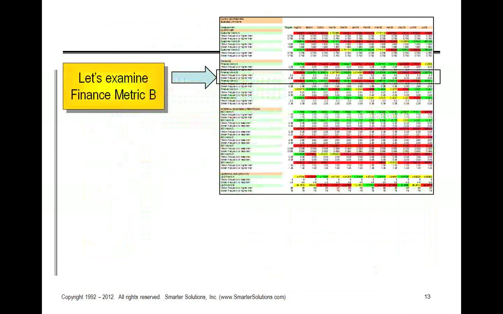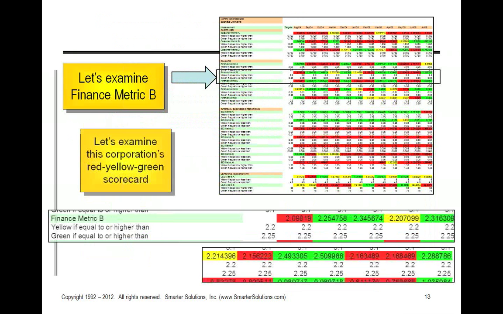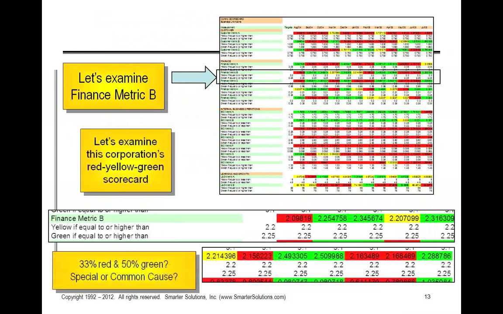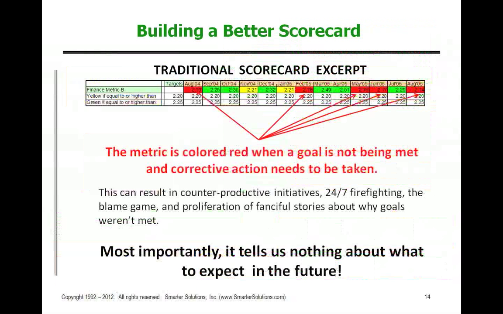We're going to look at one of the metrics, finance metric B. Now, if we notice, it's got 33% red and 50% green. Now, is it common or special cause variability? Well, just looking at the colors, we really just don't know. Now, just to reiterate, with this type of presentation of scorecards, of a metric, it's a policy. It drives a certain kind of behavior, that whenever it's red, we need to take action on it.